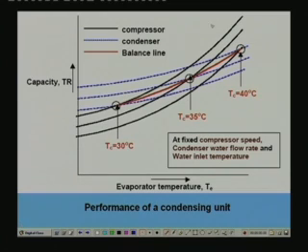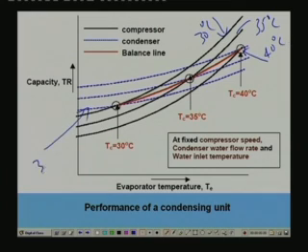If you remember, for the compressor, this is 30 degree centigrade, this is 35 degree centigrade. This is just an example. It can be any temperature, but 30, 35 and 40 degree centigrade. And for the condenser, this is 30 degree centigrade, this is 35 degree centigrade and this is 40 degree centigrade. Remember that here we are keeping the flow rate and cooling water inlet temperature constant. Now, what are the balance points here? The balance points are nothing but the points of intersection.